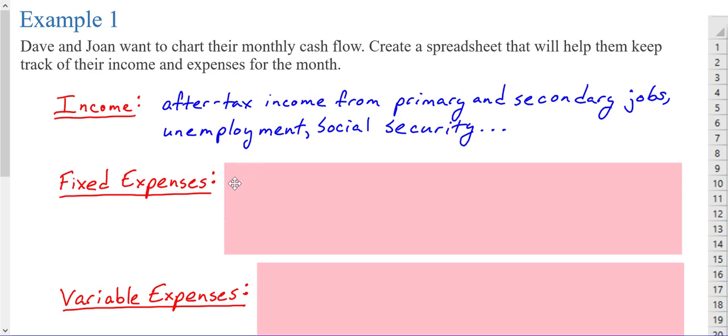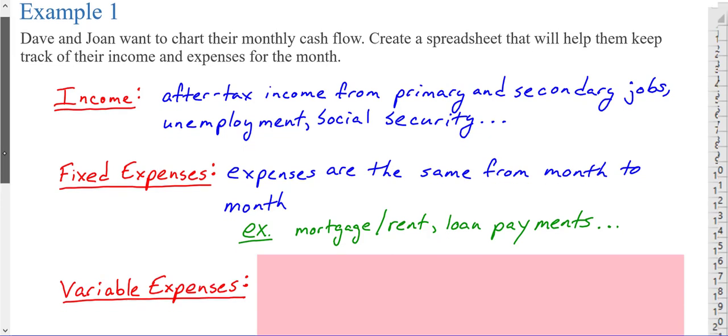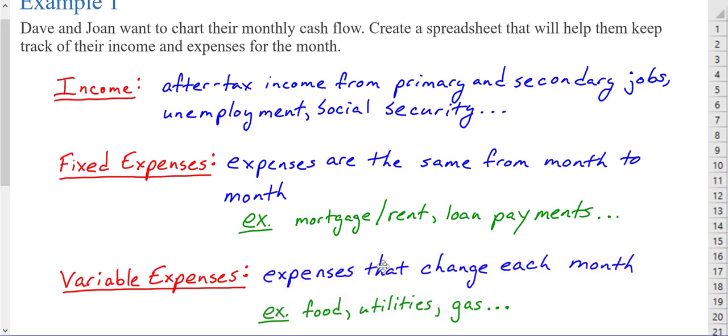Fixed expenses, and there are actually two types of expenses. They're fixed and variable. Fixed expenses are the same from month to month. They're fixed. They don't change. So these could be items such as mortgage, rent, loan payments. Variable expenses change each month, and they consist of items such as food, utilities, gas, savings.